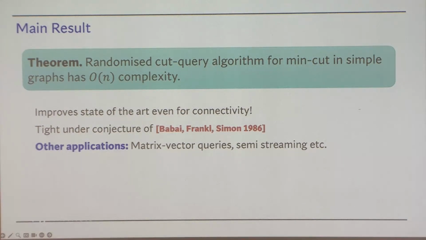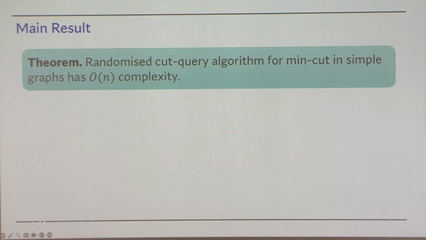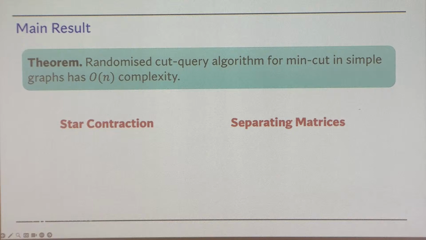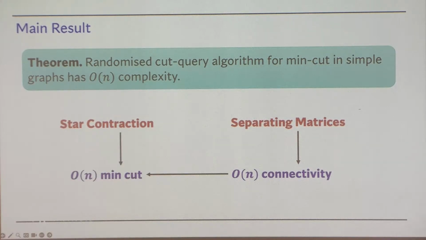This has other applications as well, but I'm not going to talk about those in this talk. I'm going to only focus on this theorem. As far as the technique goes, there are only two main components here. One is star contraction, and another is something called separating matrices. If I just use separating matrices, you already get an order n for connectivity. If you combine it with star contraction, you get an order n min cut. So let's go over them one by one. I will start with star contraction.